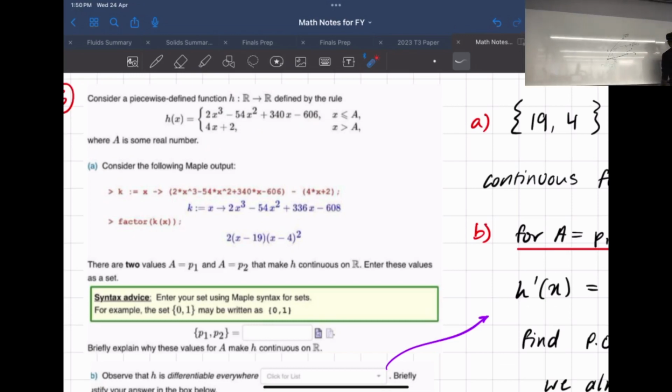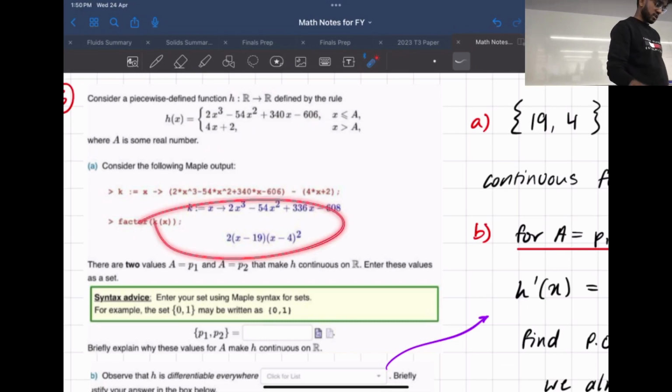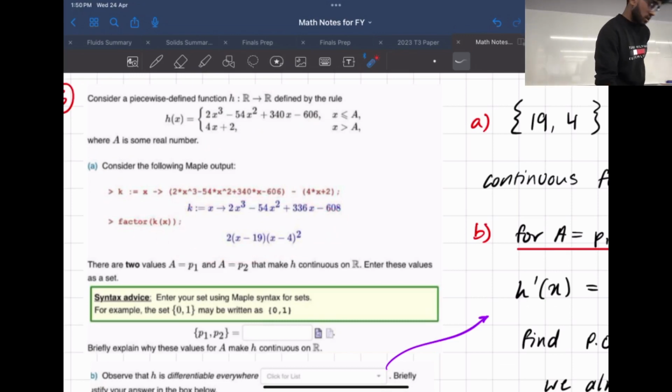x, y. And then when we factor, we get two values. So the two values a equals p1 and p2 make h continuous. Okay?